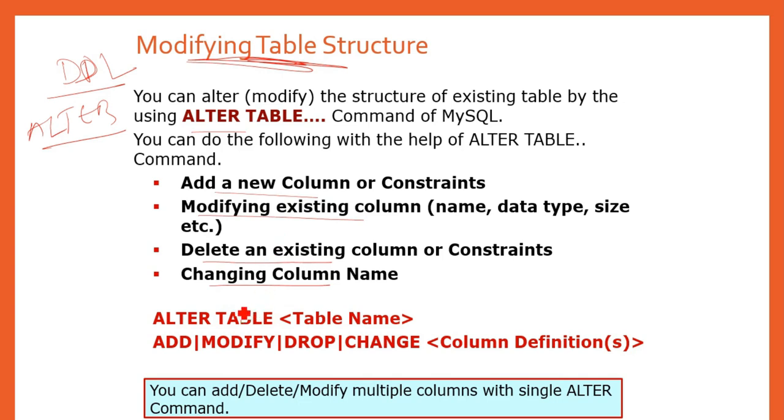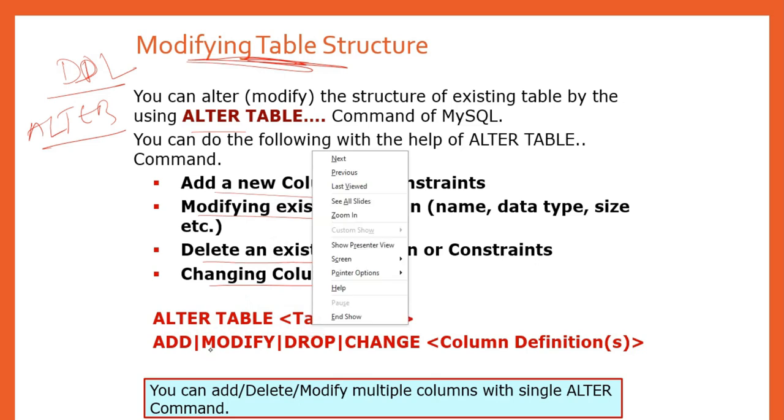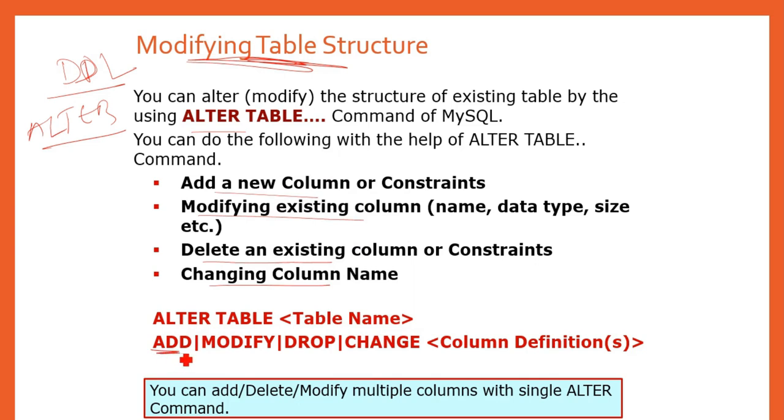So the syntax is alter table name. There are four things we can perform: either we can add, modify, drop, or change. Depending upon the situation we apply only one at a time and give the column definition that you want to add, modify, drop or change. Okay, so let's see one example.